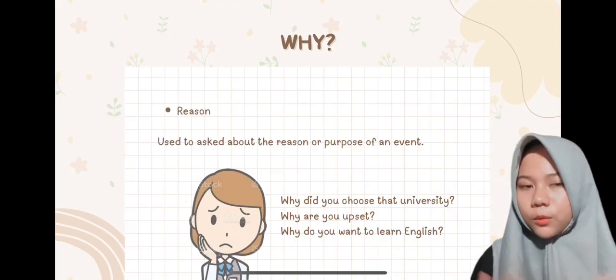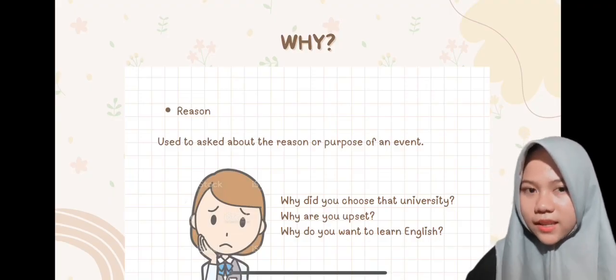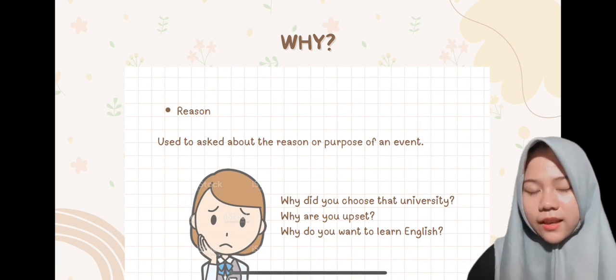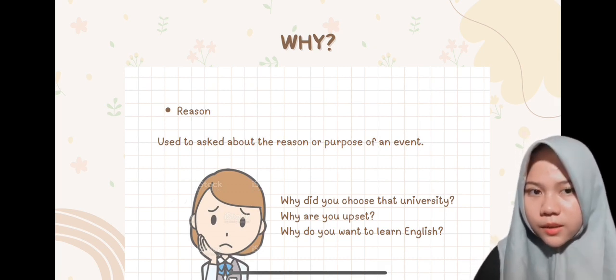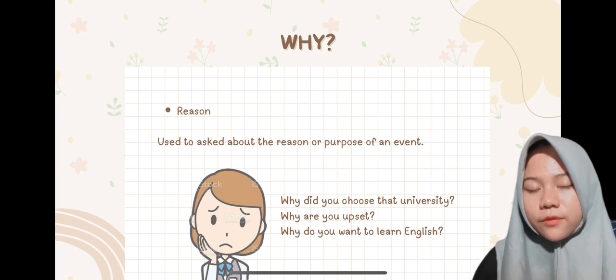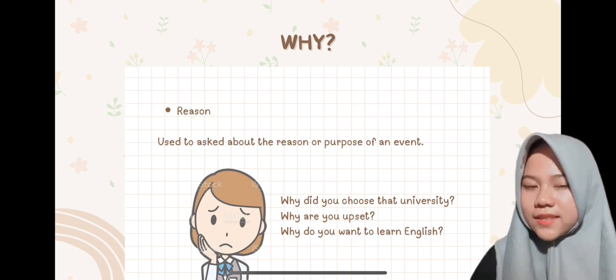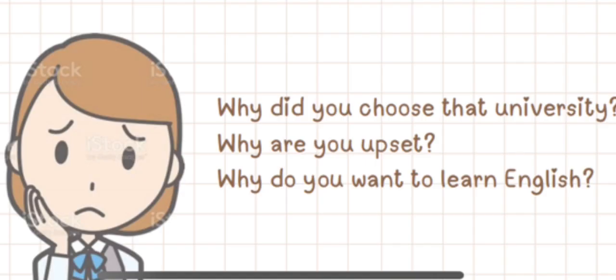For the next is why. Why is asking about the reason. Why is used to ask about the reason or purpose of an event. For example, why did you choose that university? Why are you upset? Why do you want to learn English?